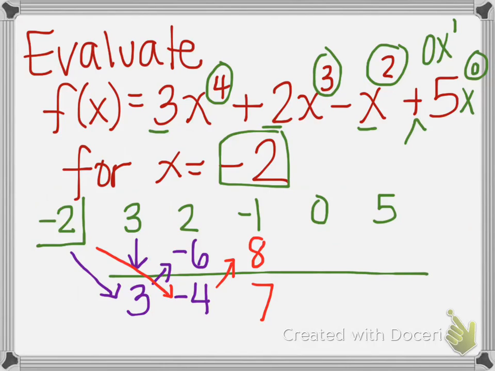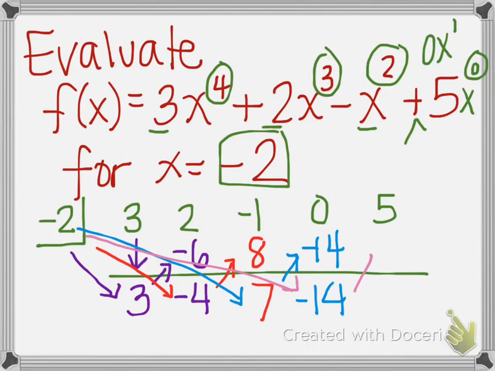Let's do it again. Multiply diagonally, put the number here, add straight up and down, and then I have to do it one more time. Multiply diagonally, put the number here, and add straight up and down. This last number is my answer. So this means f of -2 is 33.